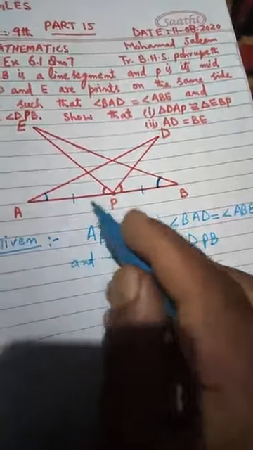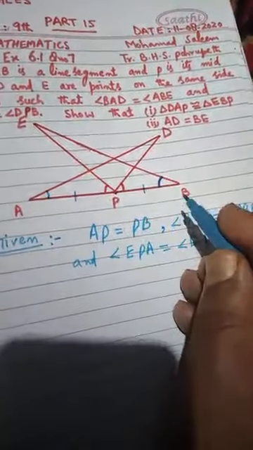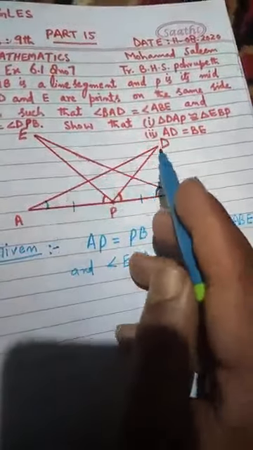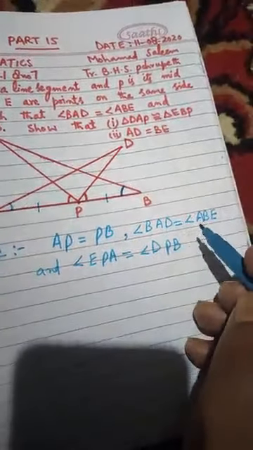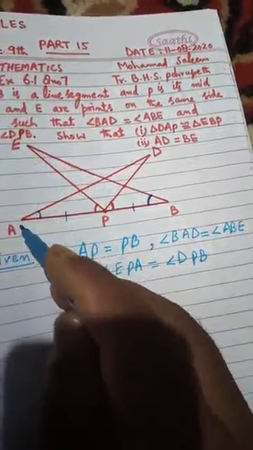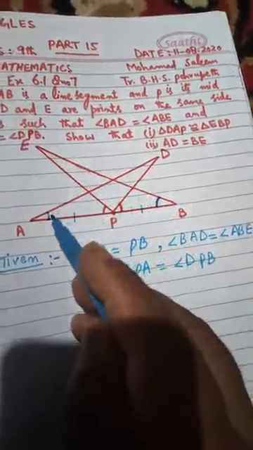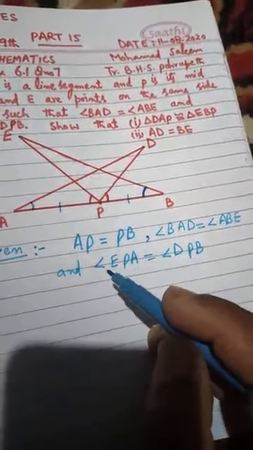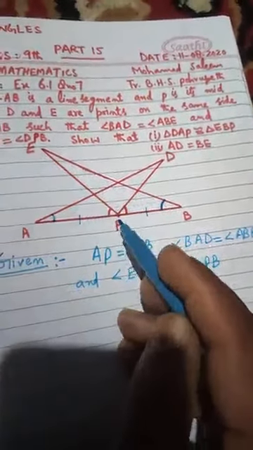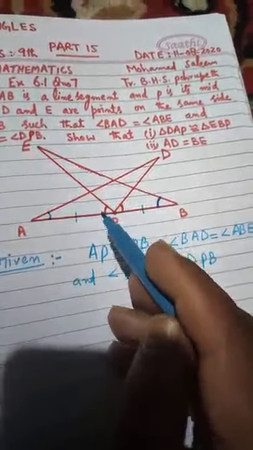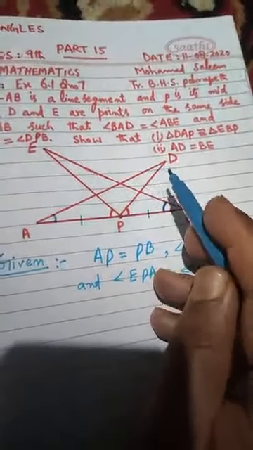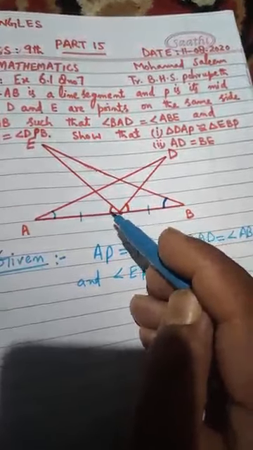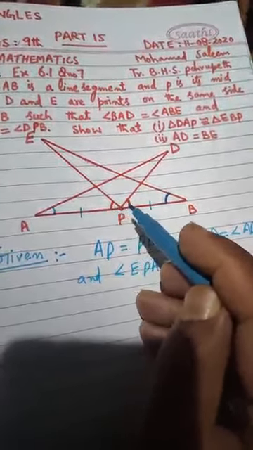AP is equal to PB because P is the midpoint of the line segment AB. We also have angle BAD equal to angle ABE, so these two angles are equal. Then we have another pair of angles: angle EPA is equal to angle DPB, which have been marked with the red sketch pen. These two angles are also equal.